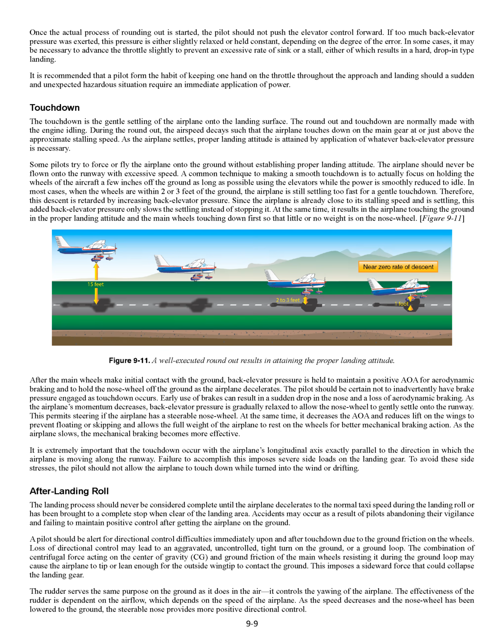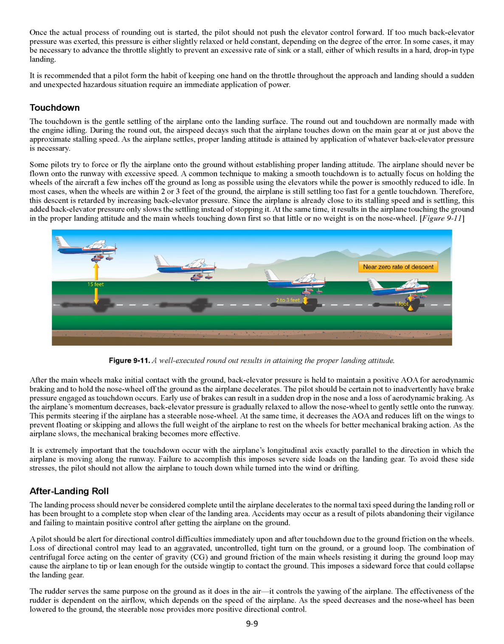A common technique to making a smooth touchdown is to actually focus on holding the wheels of the aircraft a few inches off the ground as long as possible using the elevators while the power is smoothly reduced to idle. In most cases, when the wheels are within 2 or 3 feet of the ground, the airplane is still settling too fast for a gentle touchdown. Therefore, this descent is retarded by increasing back elevator pressure. Since the airplane is already close to its stalling speed and is settling, this added back elevator pressure only slows the settling instead of stopping it. At the same time, it results in the airplane touching the ground in the proper landing attitude and the main wheels touching down first so that little or no weight is on the nose wheel.